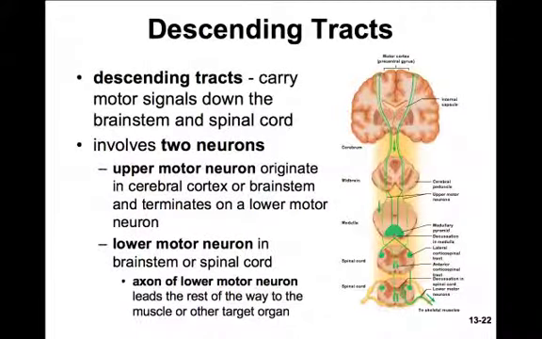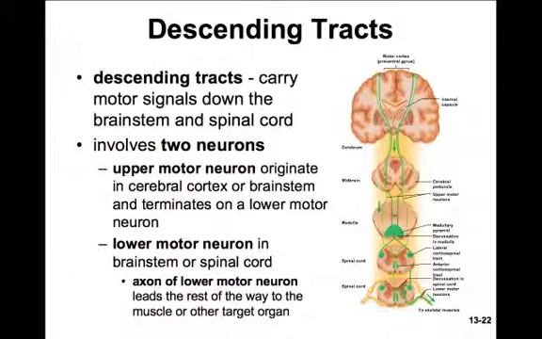We'll also see a number of descending tracts. Descending tracts carry motor signals down the brainstem and spinal cord. So they involve 2 different motor neurons, the upper motor neuron and the lower motor neuron. These originate in the cerebral cortex or the brainstem, and they'll terminate on the lower motor neuron. The lower motor neuron is in the brainstem or spinal cord, and the axon of the lower motor neuron leads the rest of the way to the muscle or other target organ.